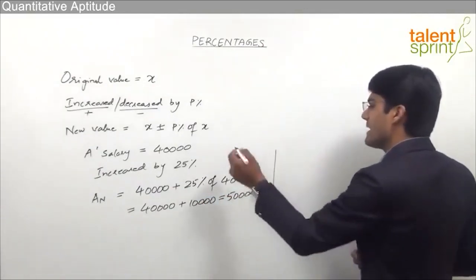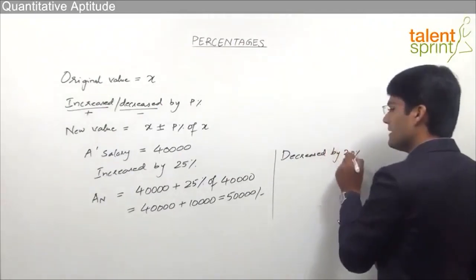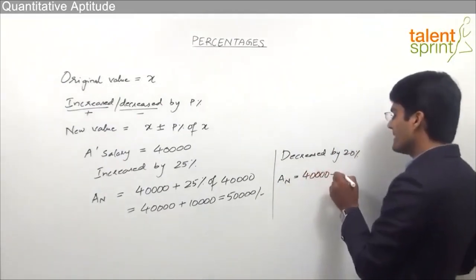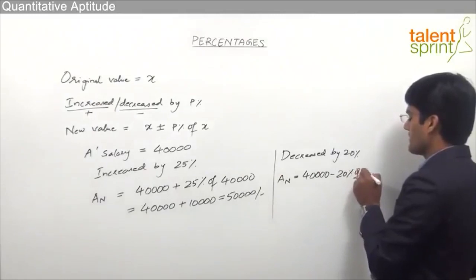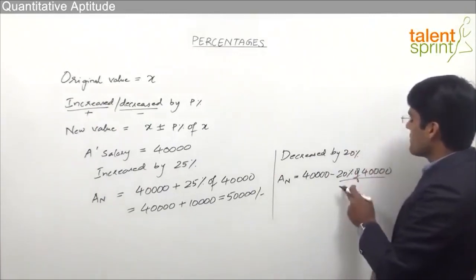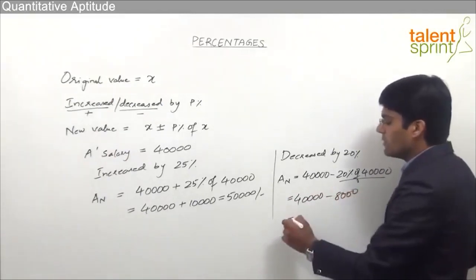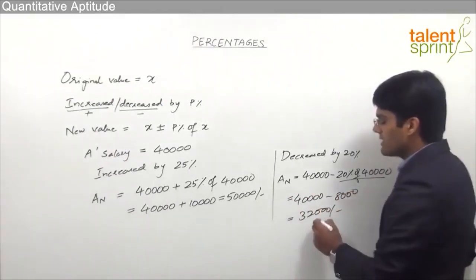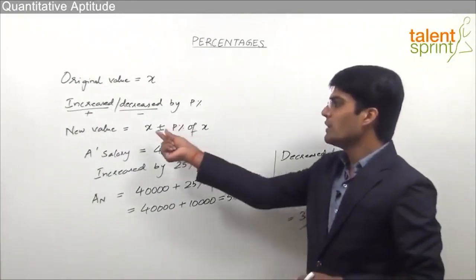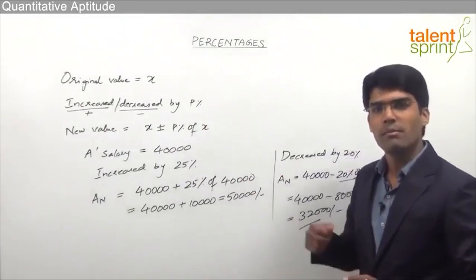Similarly, let's say that his salary is decreased by 20%. If the salary has decreased by 20%, then the new salary AN can be taken as the original salary, which is 40,000 minus 20% of 40,000. We are using minus sign because here it is a decrease of 20%. So 20% of 40,000 is 8,000. So 40,000 minus 8,000 will be equal to 32,000 rupees. So this is how we can increase or decrease a given value by p% as original value plus or minus p% of the original value. We should use plus for an increase in the value and minus for a decrease in the given value.